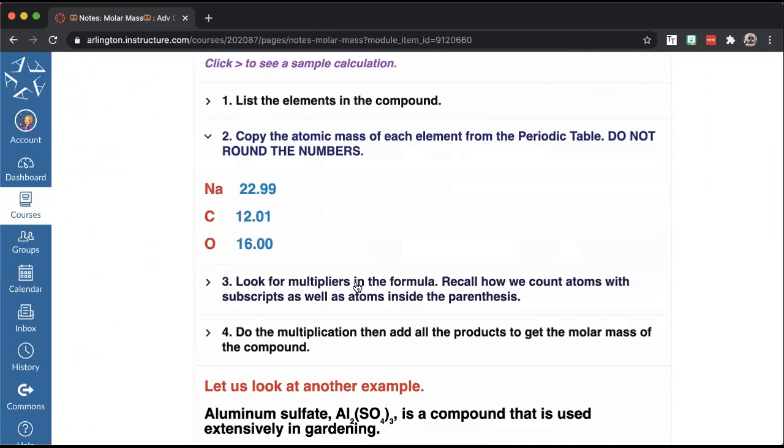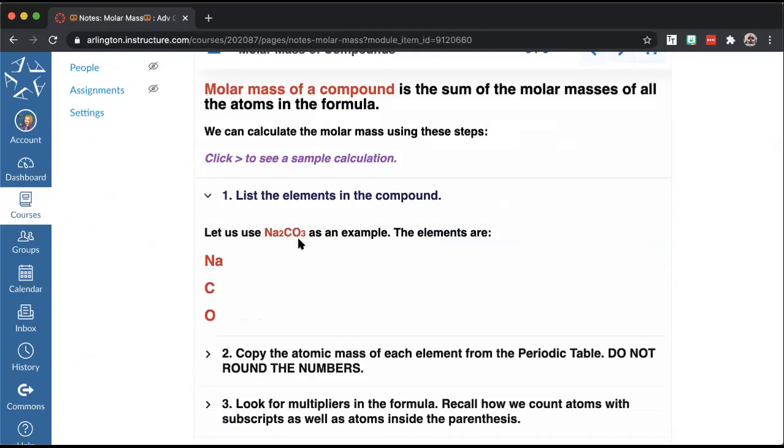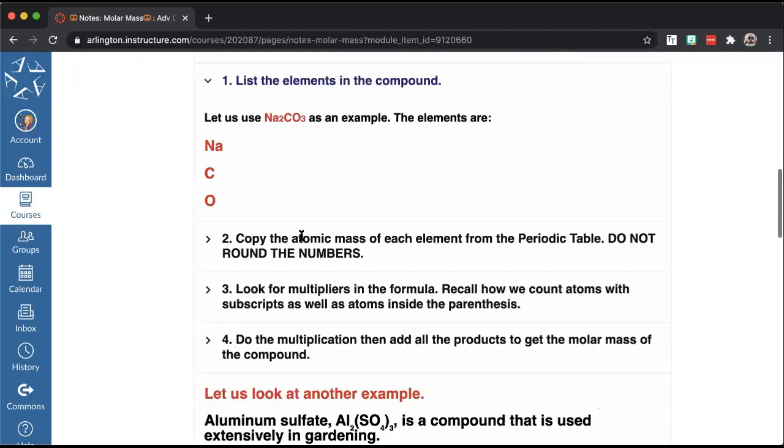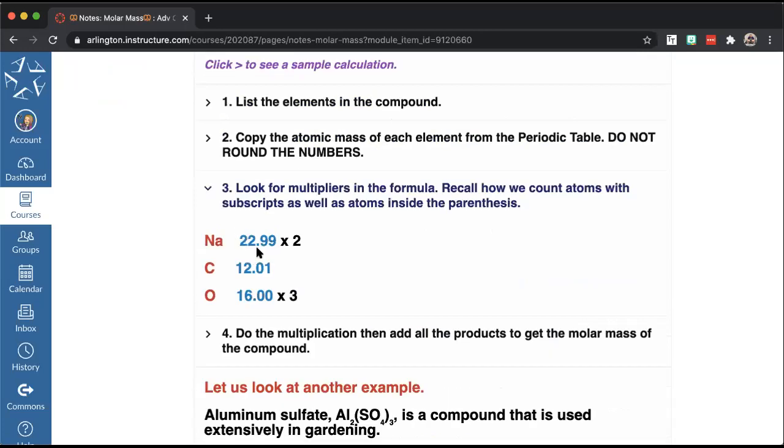Then I want to look for multipliers in the formula. So multipliers are going to come from your subscripts. Okay. So if we look at this formula, Na2CO3, there's a subscript behind sodium, and there's a subscript behind oxygen. So that means that they are going to be multiplied. So I'm going to take sodium's molar mass from the periodic table, and it's going to get multiplied by 2 because sodium had a 2 subscript, and that 2 subscript means there are 2 atoms of sodium in that formula. So I have to double the mass because there's twice as much sodium.